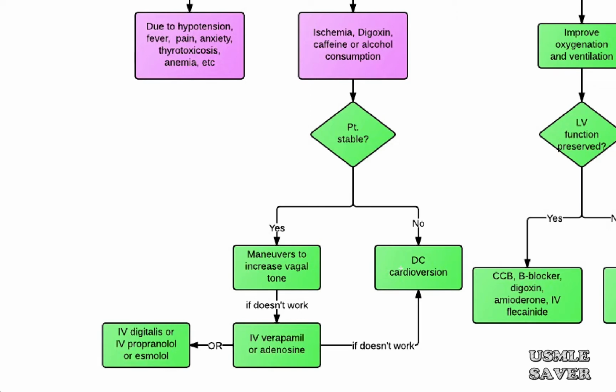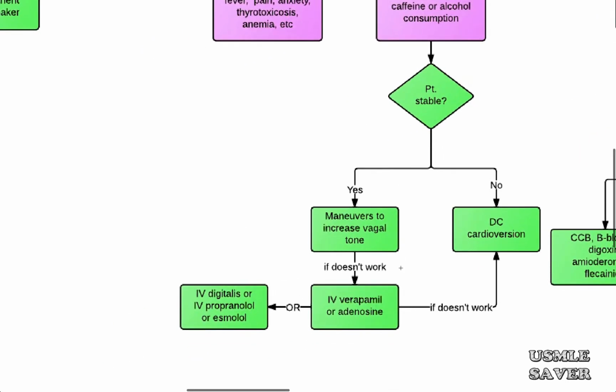Synchronized or unsynchronized? Answer is easy. You only use unsynchronized for ventricular tachycardia and ventricular fibrillation. For everything else, you use synchronized cardioversion. Now, if your patient is stable, then we want to try vagal maneuvers like carotid massage.